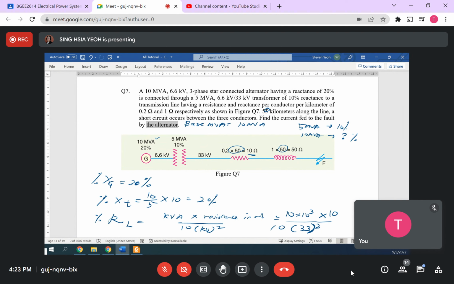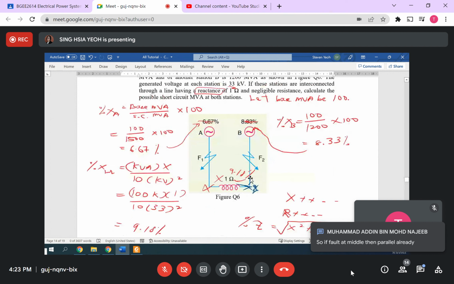Yes, the fault is connecting to ground. You are right, Nicholas. The fault is connected to ground, yes. So this one is very obviously series. Your eye is here, then you look inside, it's only one straight line, right? Then this one is definitely parallel.